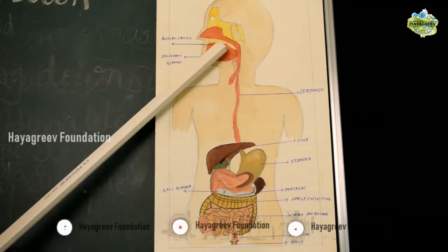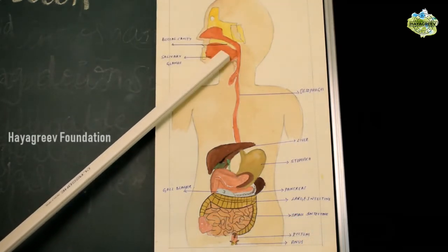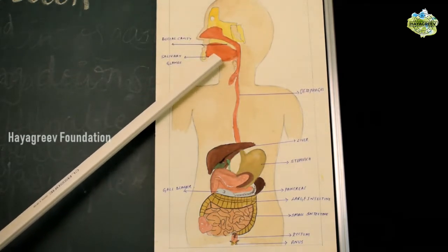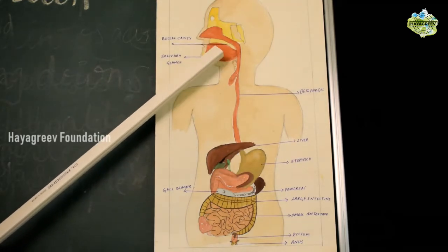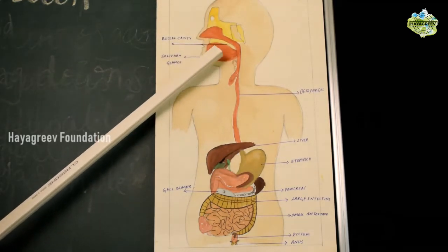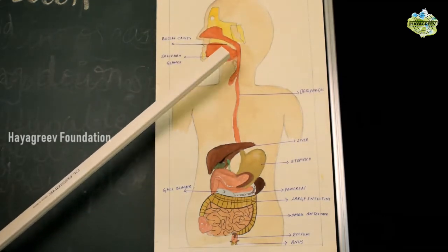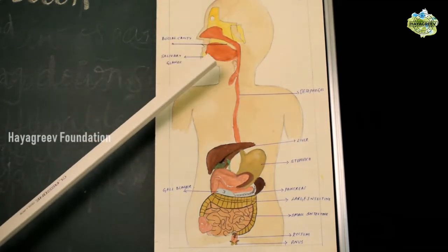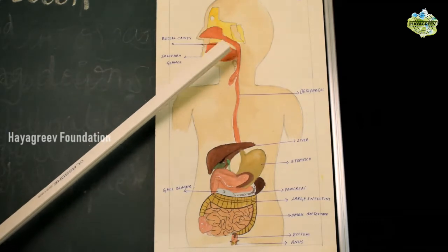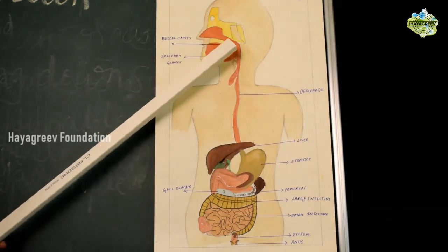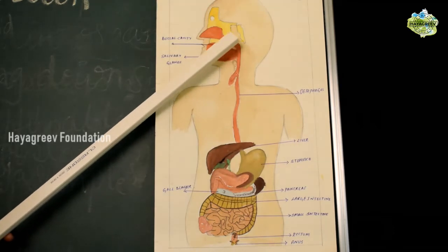Chemical digestion also starts in the mouth, and here chemical digestion of only carbohydrates is initiated. This is taken up by the salivary juice, which is secreted by the salivary glands. In humans we have three pairs of salivary glands. One pair is called the parotid glands, P-A-R-O-T-I-D, which are the salivary glands present near the ears.